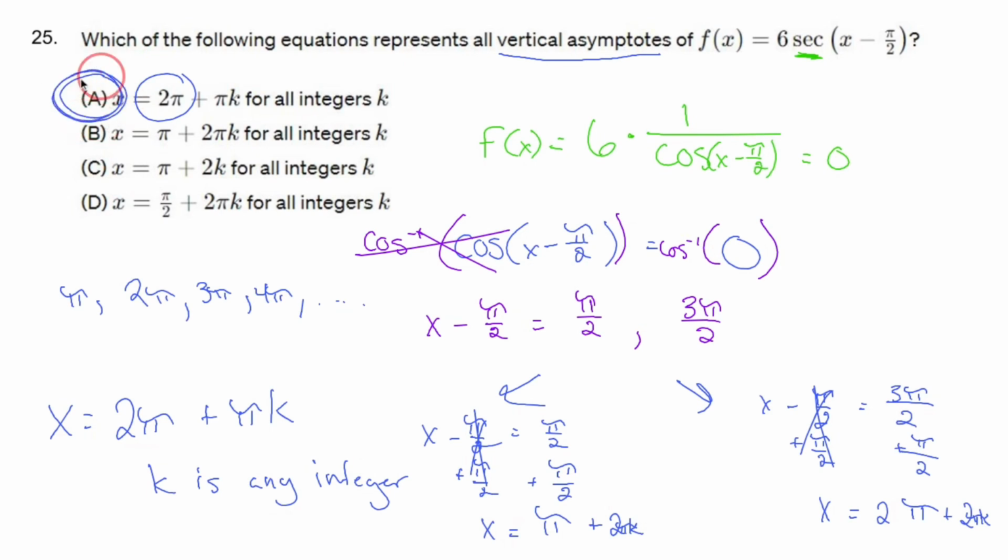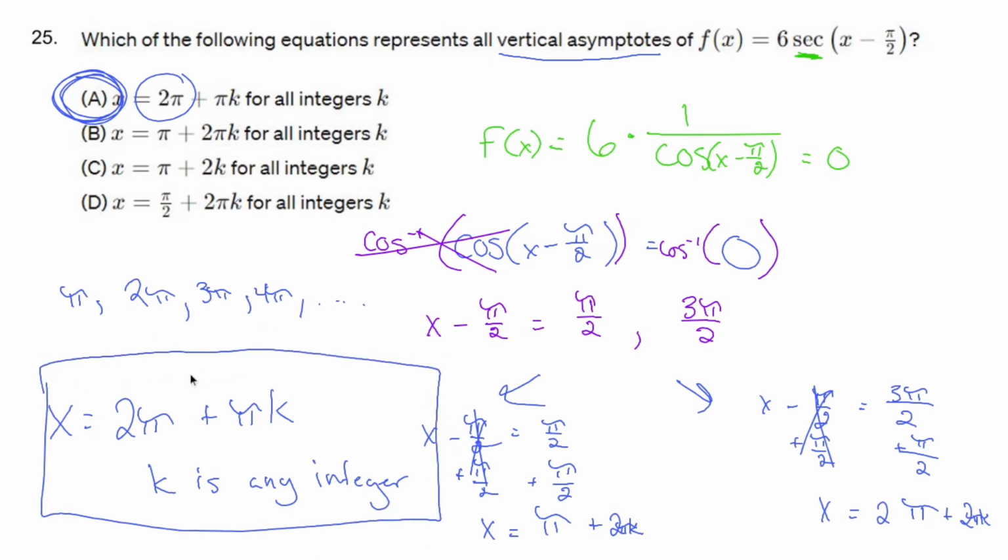So A is going to be my guy because all of these are only focused on adding pi instead of 2 pi. So, we had to word the answer differently than maybe what we're used to, but the numbers are convenient enough where we can make A our selection. Hope this helps.